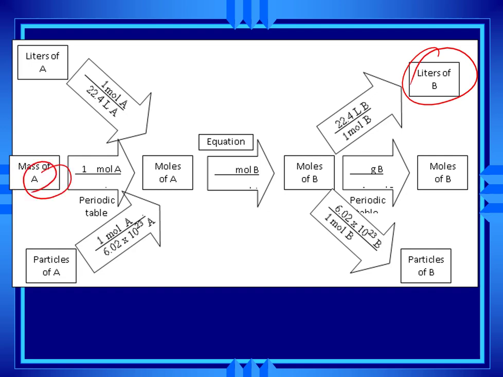So my first conversion factor is going to be to go from grams to moles. And I'm going to get that number from the periodic table. Then I'm going to go from moles to moles. And I'm going to get those numbers from the equation. And then I'm going to go from moles to liters. And I get that number: 22.4 liters is 1 mole. That's my plan. So let's carry it out.